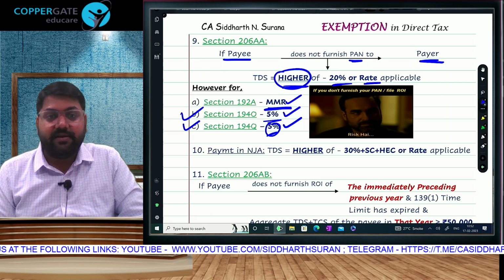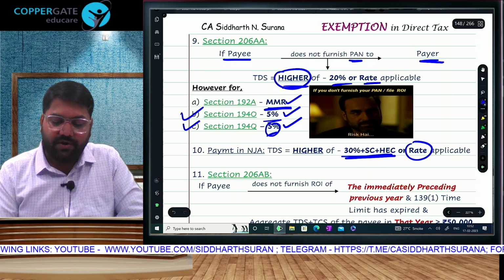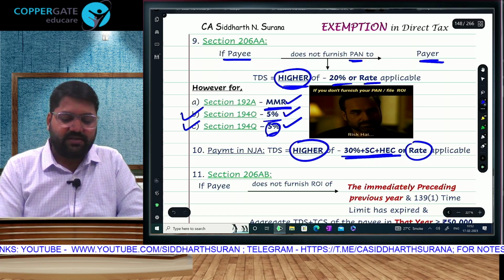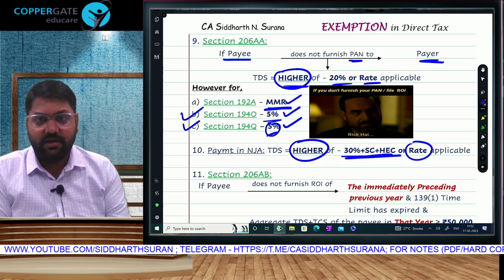And if you are making payment in a notified jurisdictional area, then it is going to be the rate given in the section, or 30% plus SC plus HEC, whichever is higher. Notified jurisdictional area as given in 94A, the transfer pricing chapter.